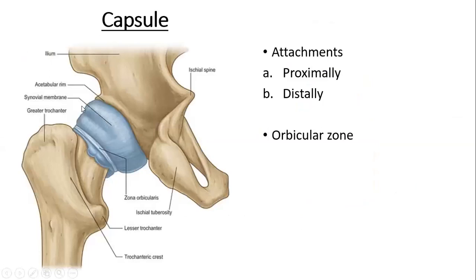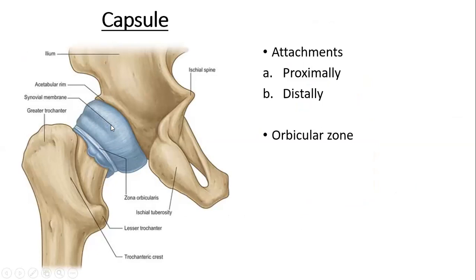Now moving on to the capsule of the hip joint. The capsule of the hip joint comprises two layers: an outer fibrous layer, which is quite thick with spirally arranged fibers, and a few of them are circularly arranged. On the inner side, the capsule has synovial membrane.